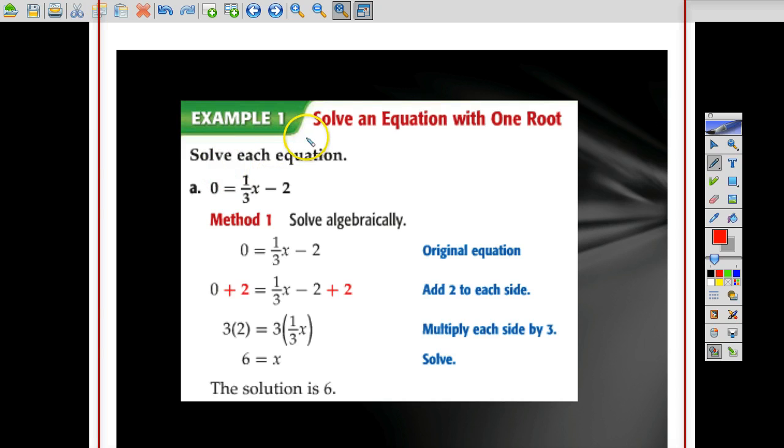Example 1. Solve an equation with one root. Solve each equation. So here's your equation. You're solving for x. You're going to add 2 to each side, and then you're going to multiply each side by 3, and x equals 6. The solution is 6. Simple.